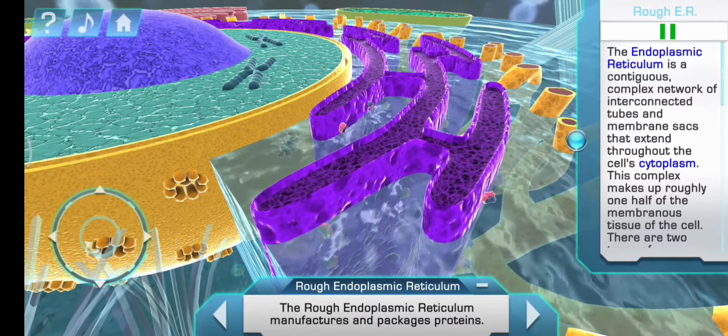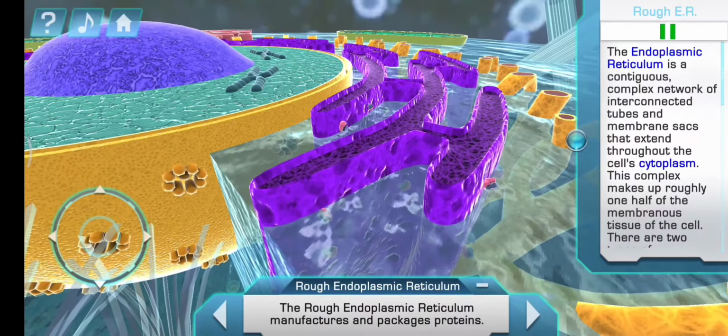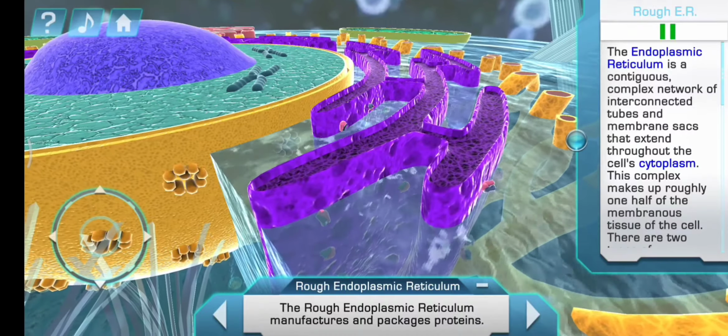cell, transported to locations within the cell where they are needed, or sent on to the Golgi apparatus for further processing.